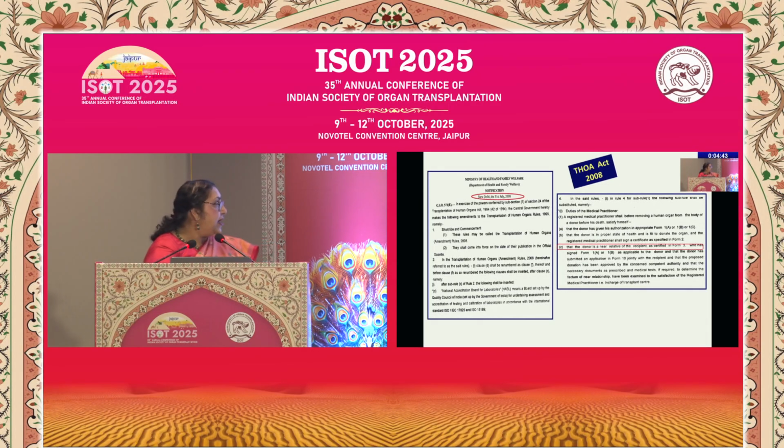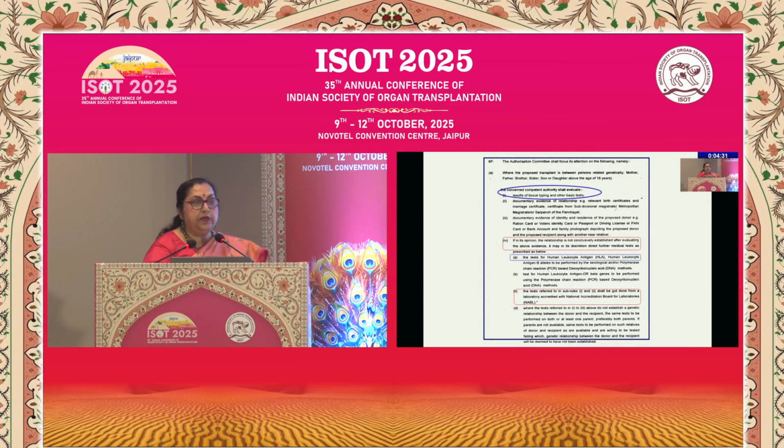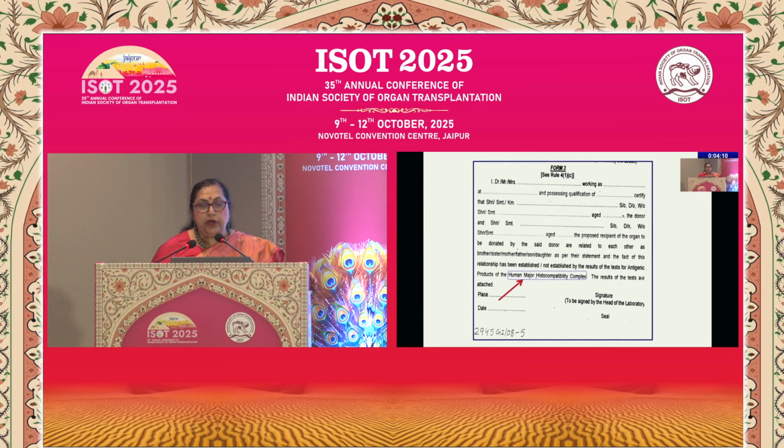In 2008, the Act did mention that the HLA genes could be used to establish relationship between the near relatives. Of course, the Act says that the authorization committees need to look into the documentation, and there are specific documents to be looked into. And it also stated that results of tissue typing need to be looked into to establish the relationship. At that time, HLA-B and DR by molecular methods were mentioned. However, because of the understanding that two unrelated individuals can also have a similar match, not only 50%, even 100%, the Act was modified.